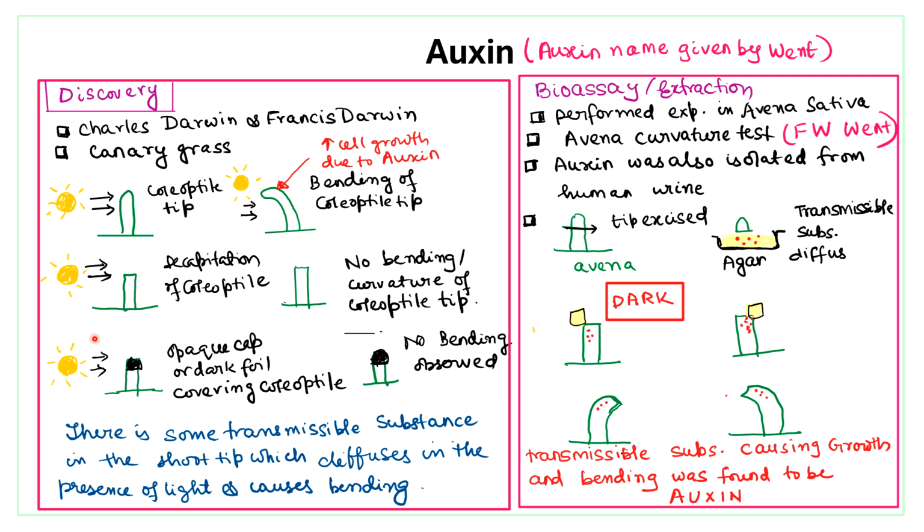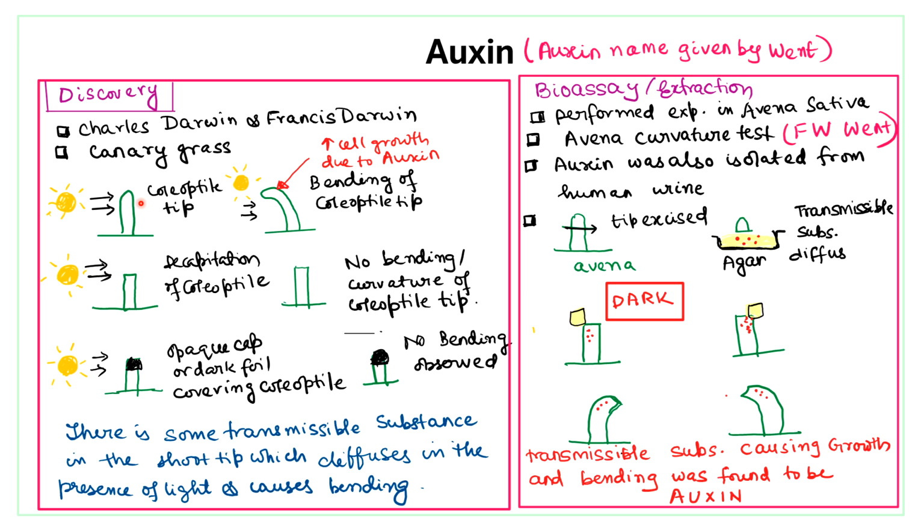In the next set of experiments, they tried to cover the coleoptile tip with an opaque cap or dark foil. And again they subjected it to the unilateral light, and the result was no bending was observed. So what did they conclude from the experiment? They concluded that there is some transmissible substance.